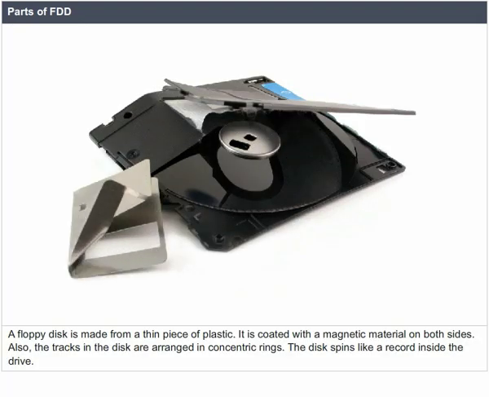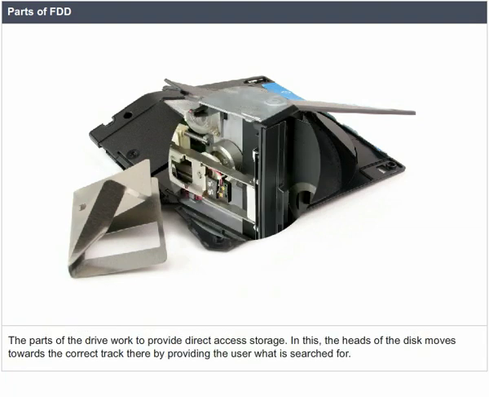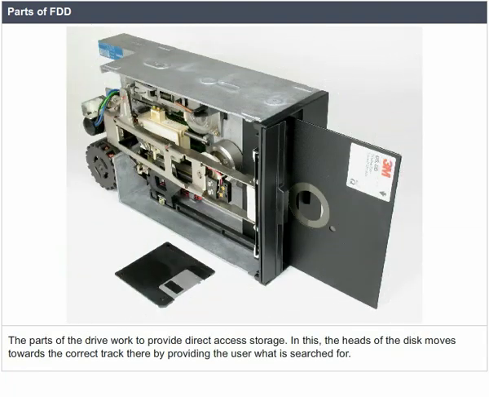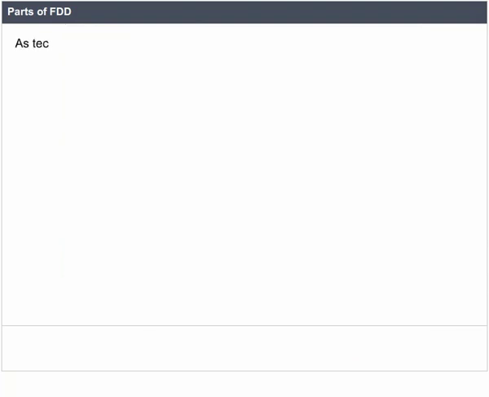Parts of FDD. A floppy disk is made from a thin piece of plastic. It is coated with a magnetic material on both sides. Also, the tracks in the disks are arranged in concentric rings. The disk spins like a record inside the drive. The parts of the drive work to provide direct access storage. In this, the heads of the disk move towards a correct track, thereby providing the user what is searched for. As technology advanced, floppy disks were finally able to read and write.